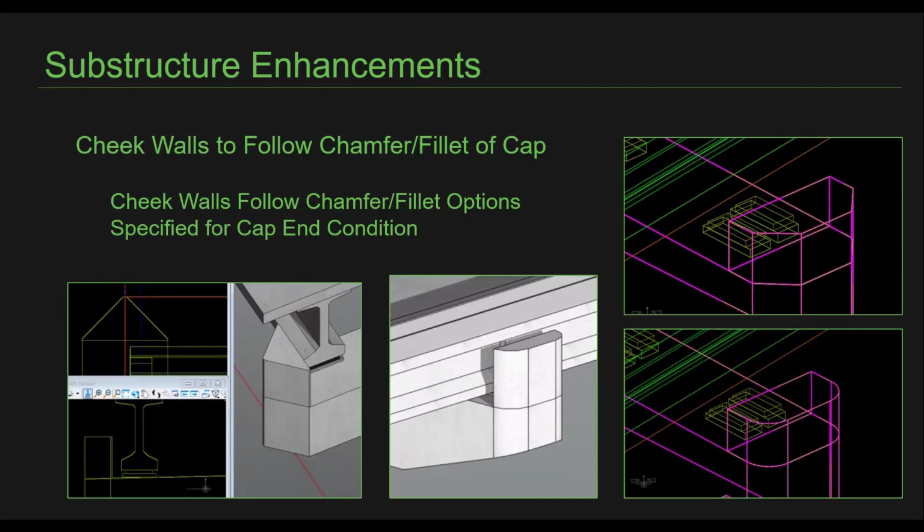The second substructure enhancement is the new capability of cheek walls to adjust the chamfer or fillet of the underlying cap. In previous releases, cheek walls were always drawn rectangular. Now they follow the chamfer or fillet option specified for the cap ends.